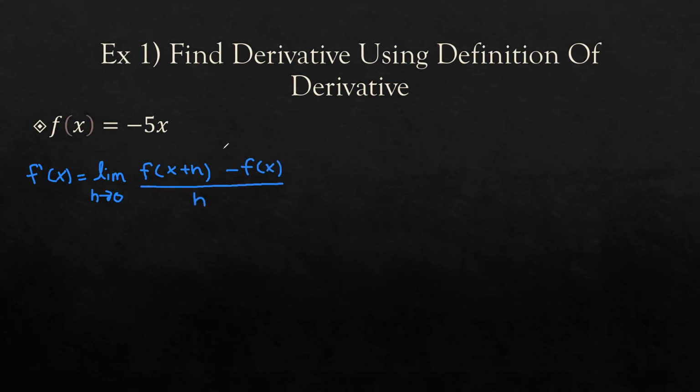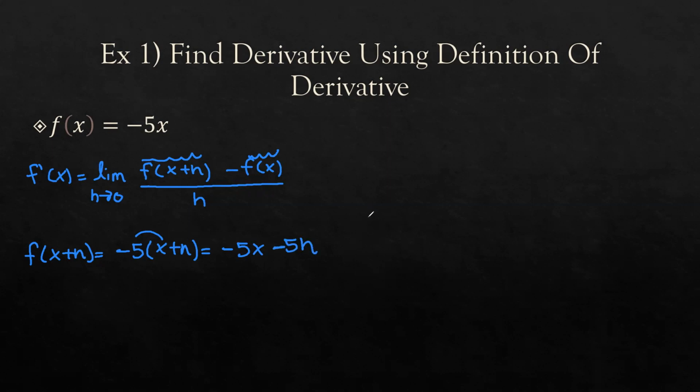Okay, so we already have f of x. What we need to find is f of x plus h. So let's find that. F of x plus h: you're going to use this function, and wherever you see an x, just replace it with x plus h. So it would be -5 times x plus h, and if you FOIL that out, that would be -5x minus 5h. Okay, so now we have everything.